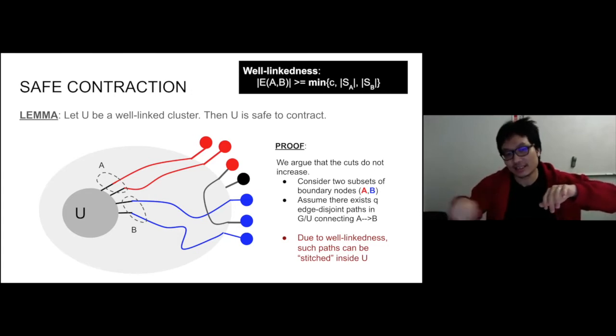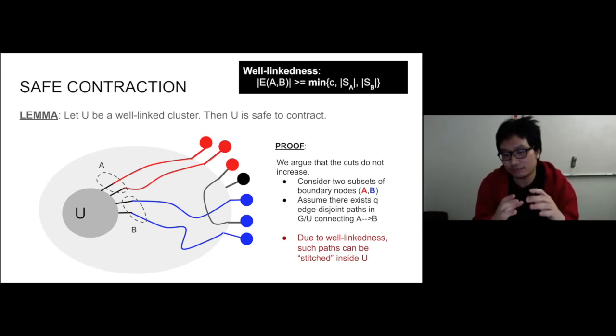It means that there are 3 disjoint paths in the contracted graph. But what about in the graph before I contract? Do I have these 3 paths?